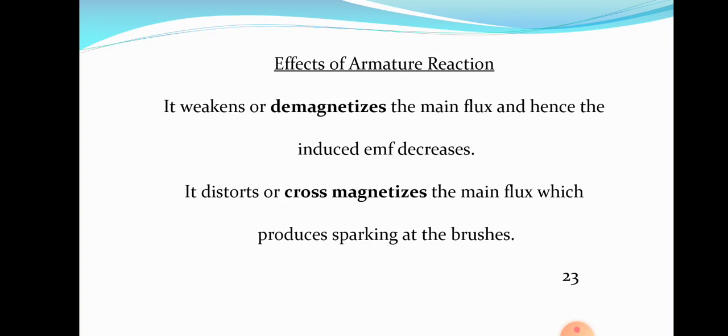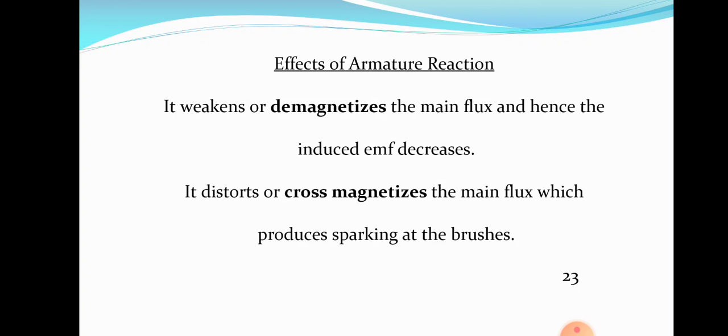Then we can conclude those 2 points, distortion and weakening. It weakens or demagnetizes the main flux. It demagnetizes the main flux, and hence the resultant flux is decreasing and induced EMF decreases. This effect is known as demagnetizing effect.